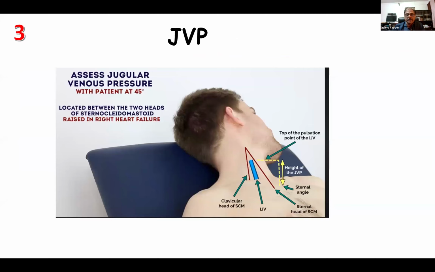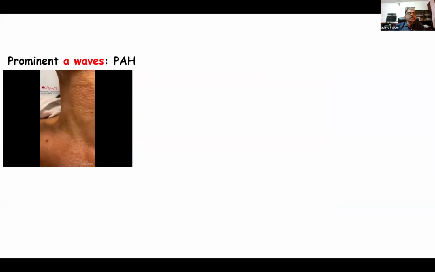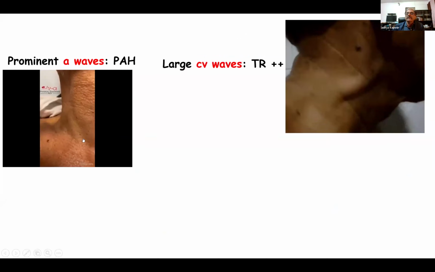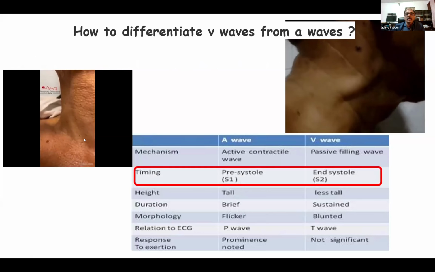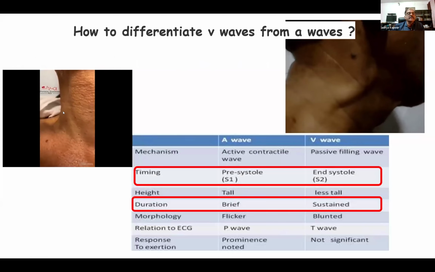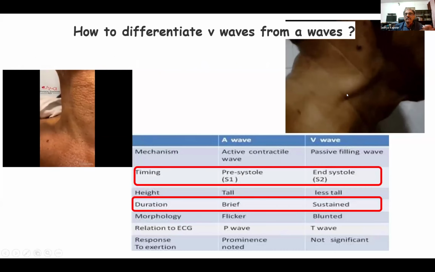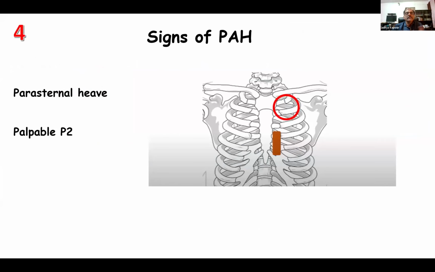Third, pay attention to JVP. So I brought in some visuals for you. If you see, this is a prominent A wave, severe pulmonary artery hypertension, as opposed to a prominent C wave, which is TR. Examiners will sometimes ask you how to differentiate an A and a V wave. We all know timing: pre-systolic is A, V is end systolic. But we were all taught, and it's a great clinical sign, that the duration of the A wave is just like a flicker. It just flickers and goes away, while the V wave is more sustained. So remember this point: flicker, sustained, A and V. Signs of pulmonary artery hypertension.